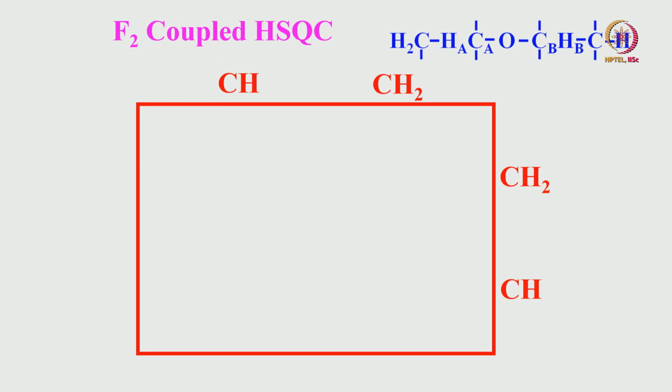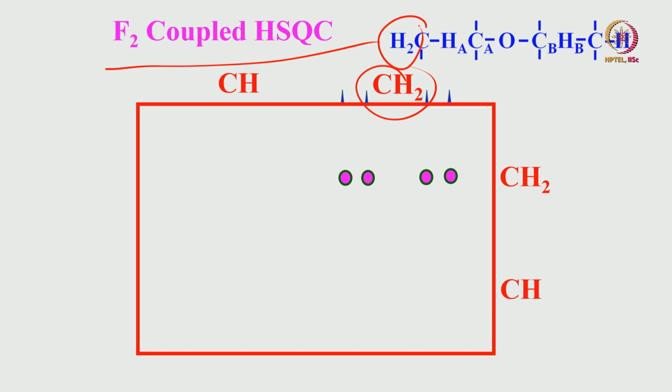And what will happen to the CH2 in the F2 coupled HSQC? Very easily you can understand. Of course, you are going to get a cross peak, 2 doublets. Why 2 doublets? Because this CH2 I am looking at will have 1 bond coupling with this carbon and proton. That is this one, 1 bond coupling.